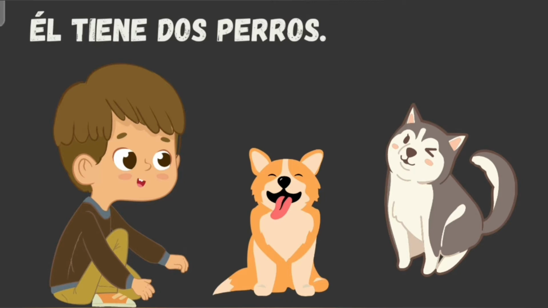Now, according to the personal pronoun he, we have this sentence. He has 2 dogs. To say this in Spanish, we have to say, él tiene 2 perros. Él tiene 2 perros. He means él, has, tiene, 2 dogs, 2 perros. So this would be our affirmative sentence using the personal pronoun he.